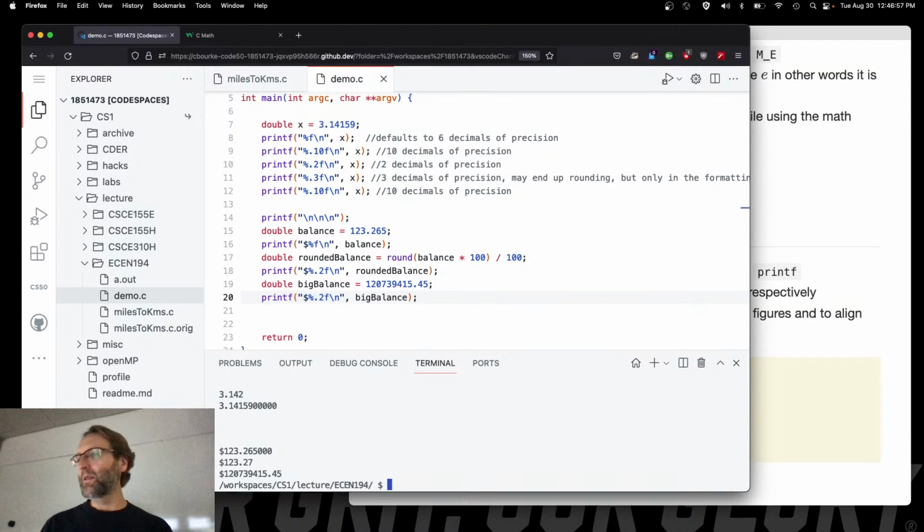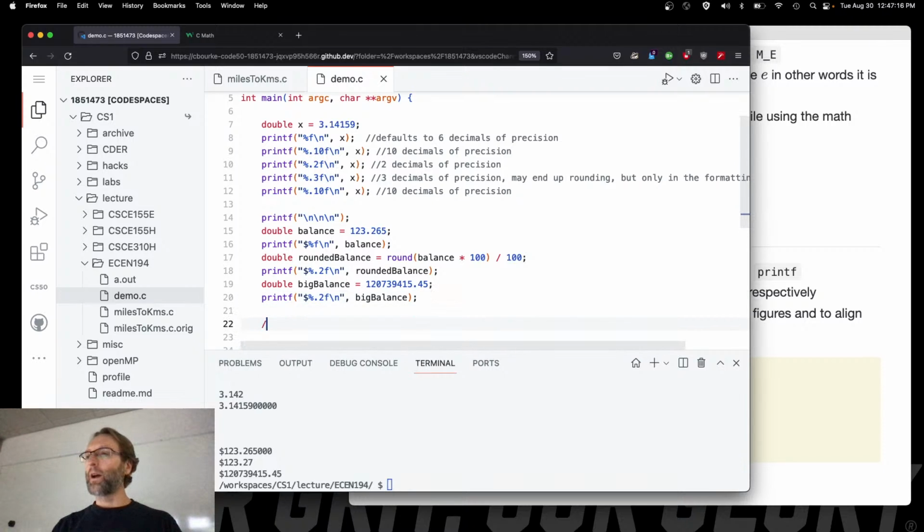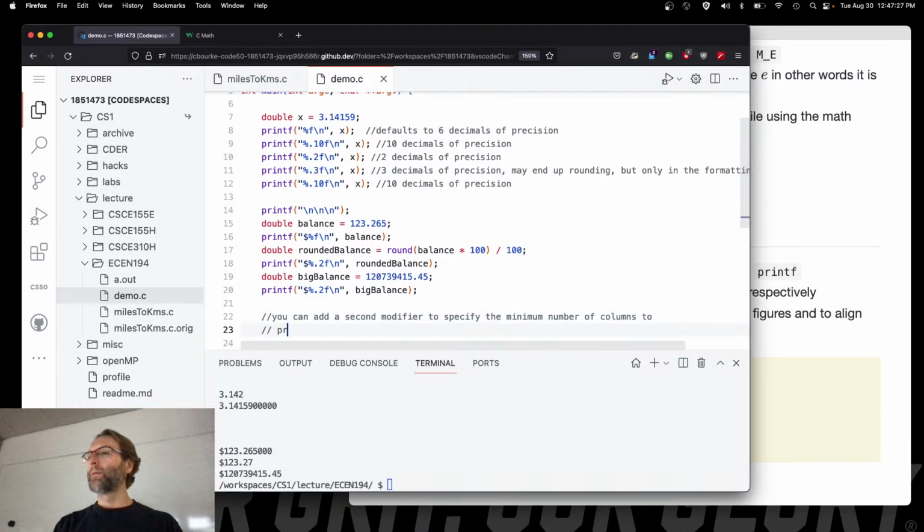I mean, it looks okay, but in a ledger book, is that what it should look like? Think about a ledger book, or a table of figures or something like that. You've got a whole list of numbers. What do you generally do with all those numbers? You line them up how? With the decimal point. Right? So you can add another modifier. You can add a second modifier to specify the minimum number of columns to print.